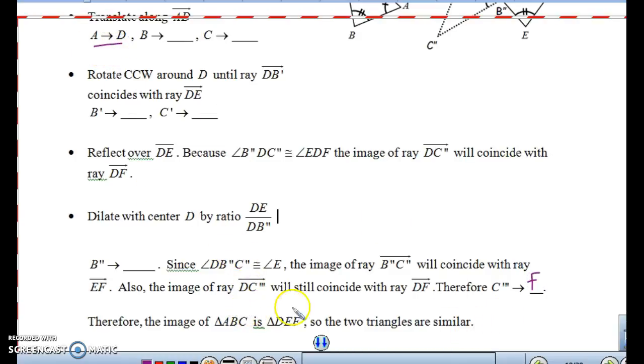We proved that B double prime became E and C triple prime became F. So each of the points of ABC lines up with DEF, so the triangles are similar. So it's just like doing a congruence transformation, except we had to do a dilation to increase the size, the length of the side. So these two triangles are similar using a similarity transformation. The image of ABC is DEF because of the similarity transformation. So the two triangles are similar.